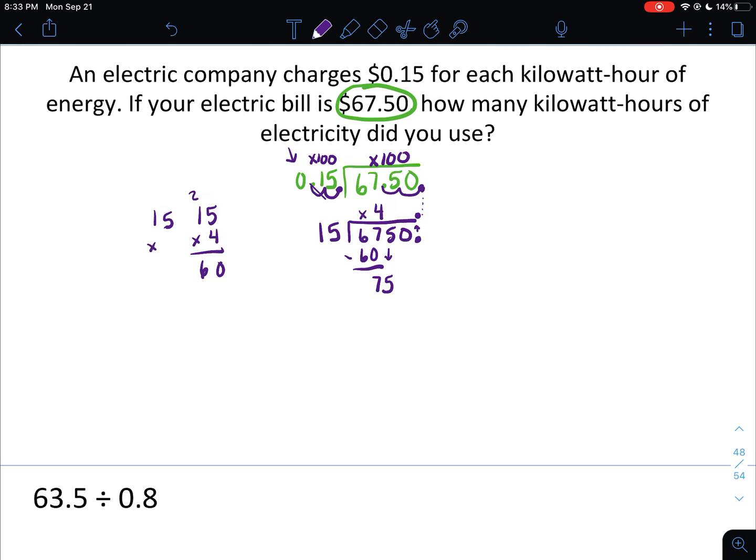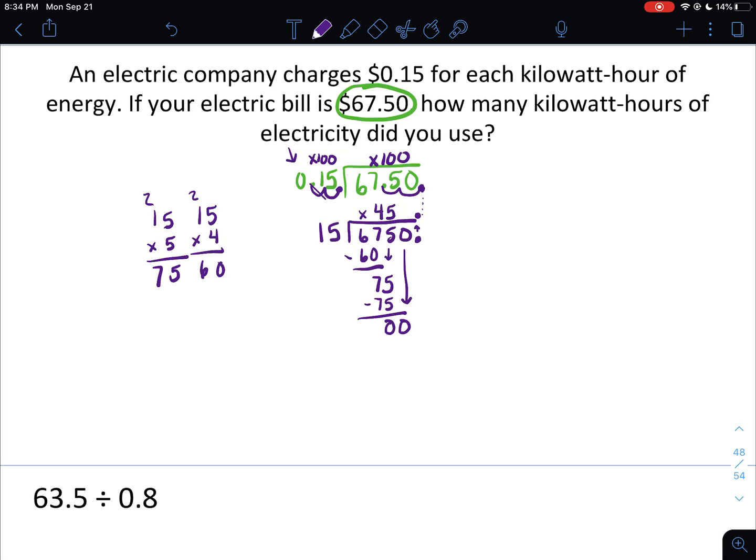So how many times does 15 go into 75? We're going to go up one more and check 5. 5 times 5 is 25. 5 times 1 is 5. Oh, perfect, 75. So it goes in 5 times. 5 times 15 is 75. Subtract, you get 0. Bring down your 0.